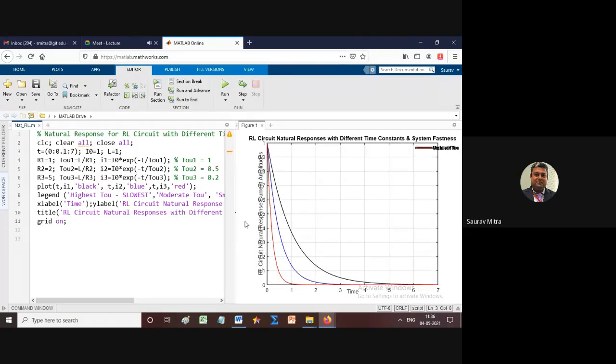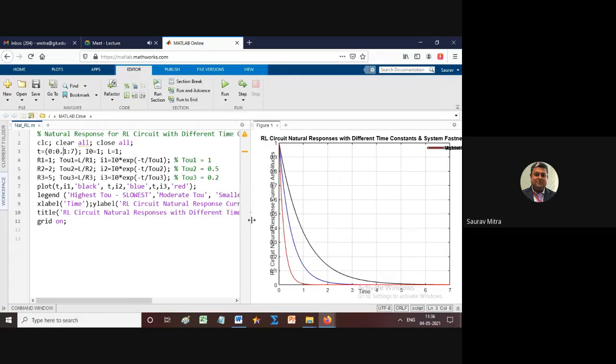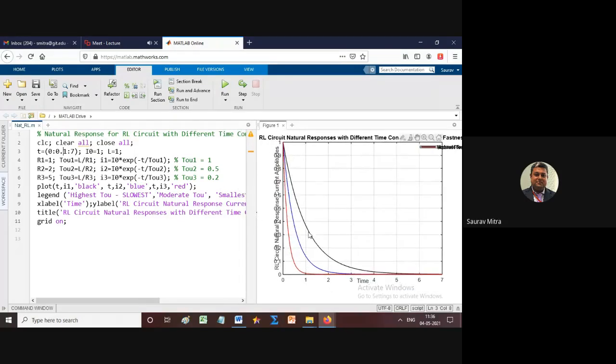See that? Okay. So the black one is the slowest you can find. So here I can find that I1 is black. Black is the slowest. So that's why it is taking quite a lot of time to come to 0. Almost it is taking 6 seconds. Then you are finding here I2 is blue, so blue is in middle, and the fastest one is red.